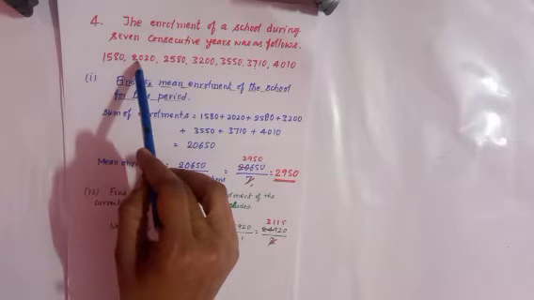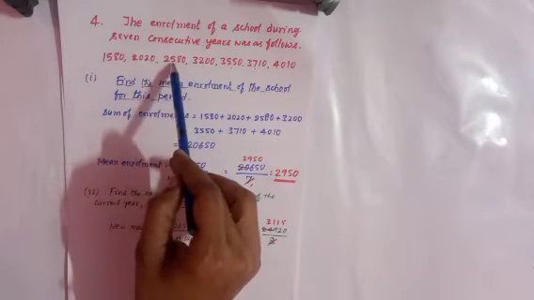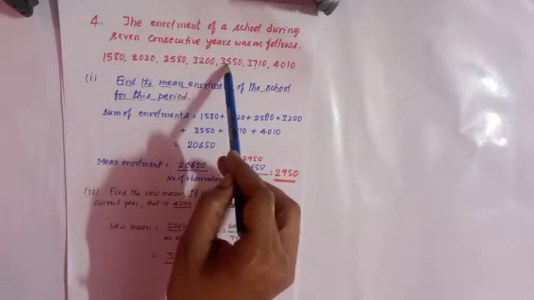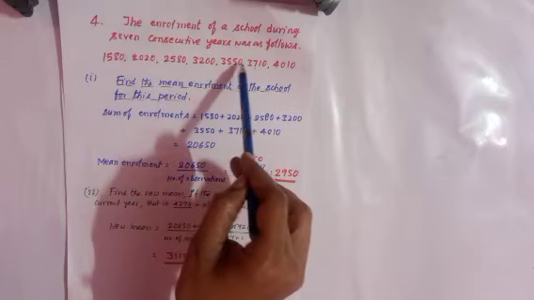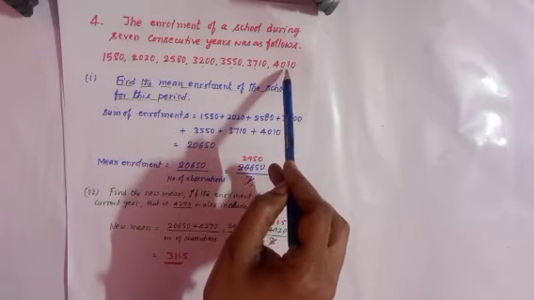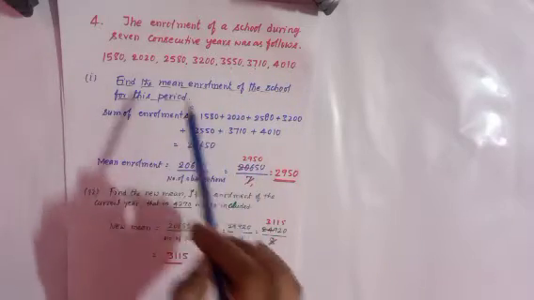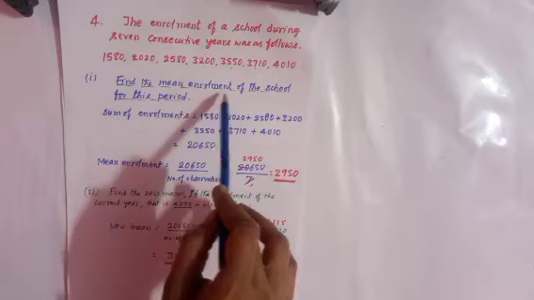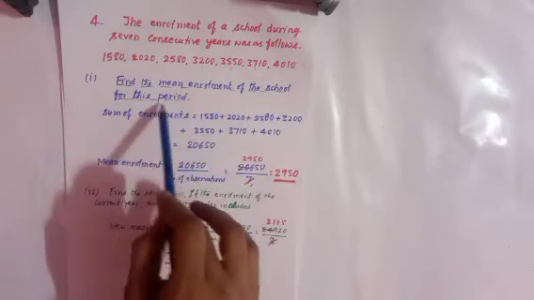1580, 2020, 2580, 3200, 3550, 3710, 4010 is the data given. So what do we have to find? Find the mean enrollment of the school for this period.